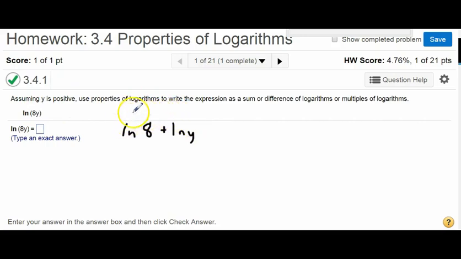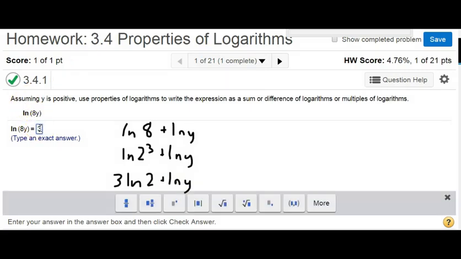Now there's actually a little bit more I can do on this one, because hopefully I recognize that 8 is the same as 2 to the third power. So look for any of the common exponents and powers of 2s, 3s, and 5s. They like to use those a lot to see if you can break a number down, because then we can use that third property to bring the exponent out in front of the expression. So now I have 3 times the natural log of 2 plus the natural log of y. And that should be all they want for us to type in our answers on this.